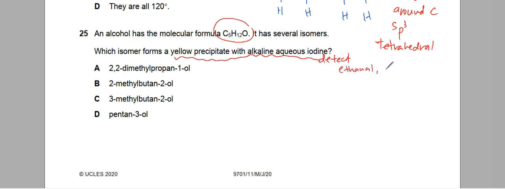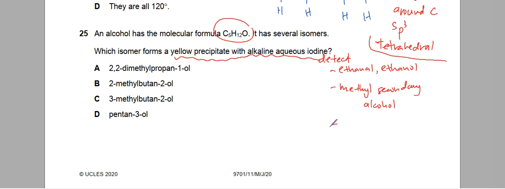ethanol, methyl secondary alcohol, and also methyl ketones. So we check each of them. We know that these two are no, because this is a primary alcohol. This is also a primary alcohol.